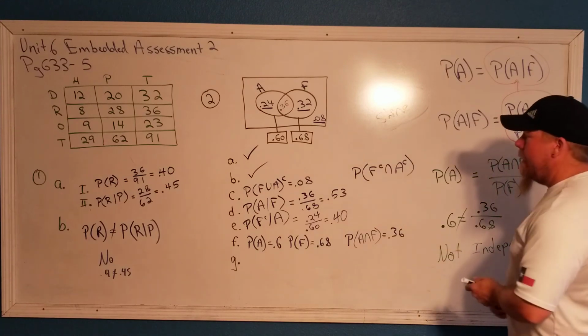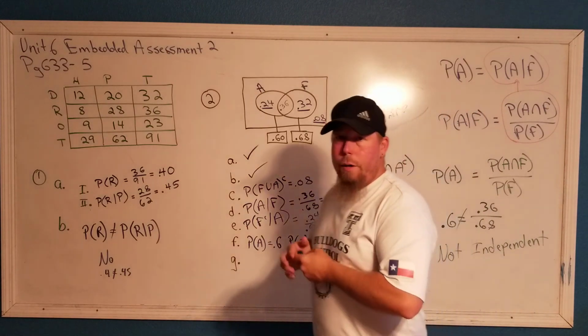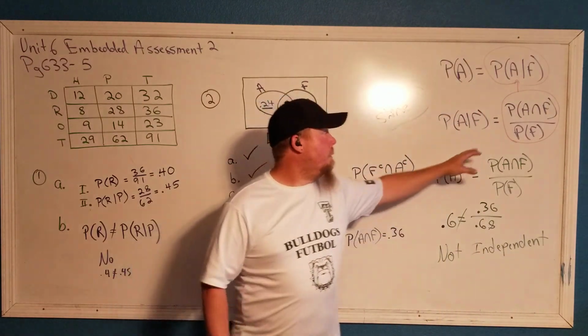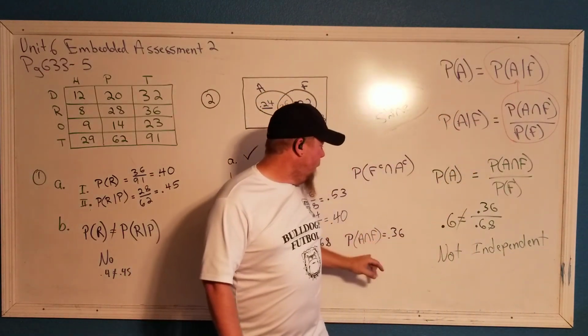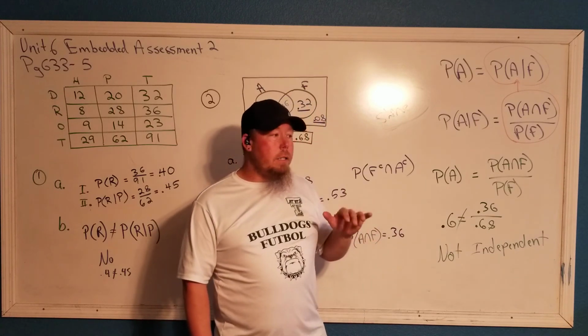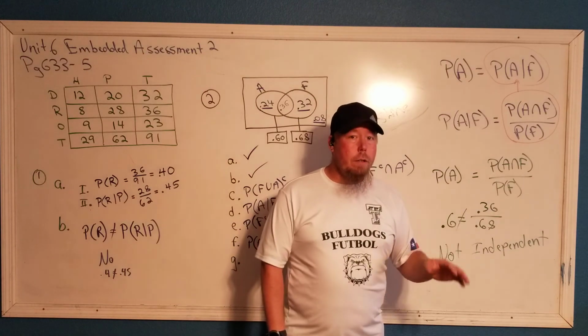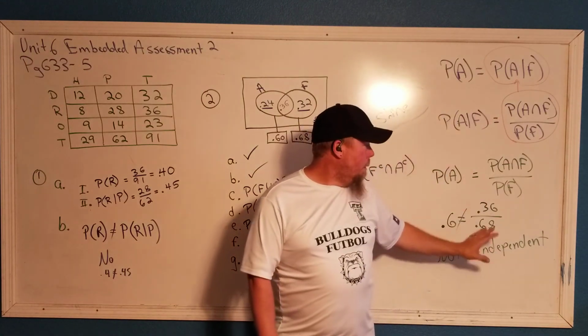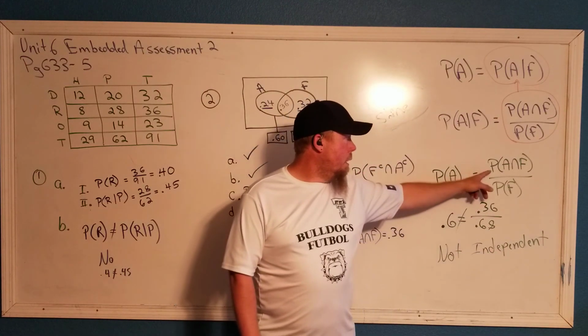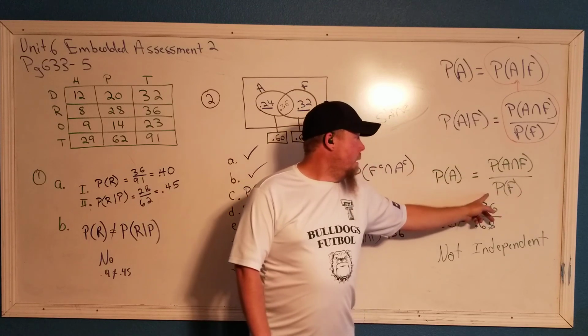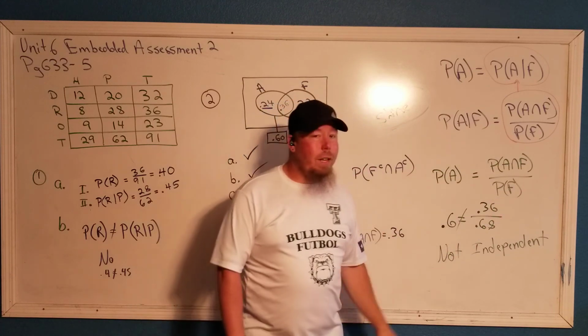Now, that might seem a little extra for you. You don't necessarily have to show that. If you can see the pattern, see that the probability of A is going to change, then that's okay. But this is technically how you would show it. You would show that this value right here does not give you the same value as this, and therefore they are not independent.